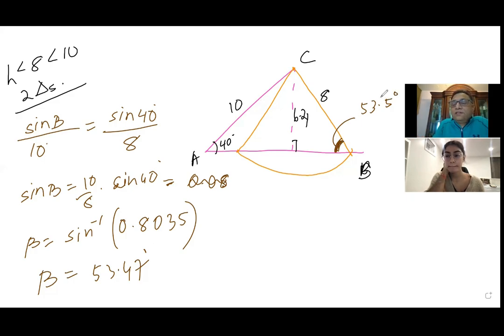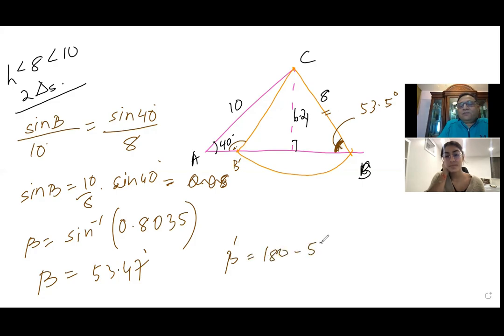Now, if that is 53.5, and we know these two, we have made one triangle, but we have two triangles. So the other triangle will give me B dash here. You get the idea? So the other triangle will have this angle as B, right? So this angle will be how much? It's 180 minus 53.5.